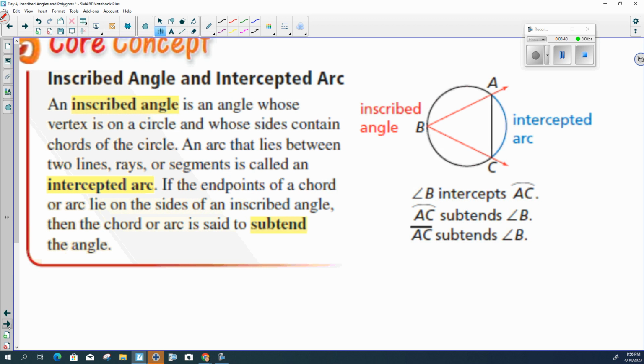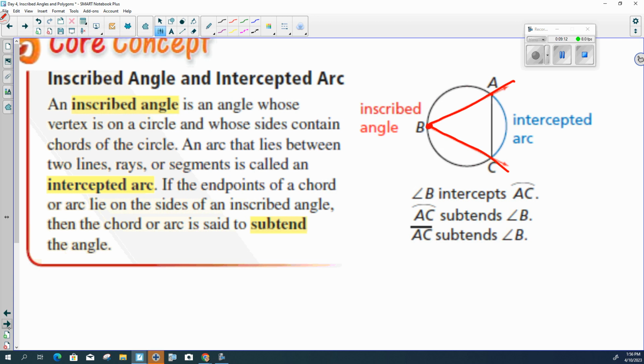Okay. Inscribed angle, let's start with that. The angle that we previously did was a central angle, so it is different. A central angle, the vertex is in the center. An inscribed angle is an angle whose vertex is on the circle and its sides, so here's one side of the angle, here's another side of the angle, they contain a chord, and that chord creates this intercepted arc. So the pieces kind of go together.